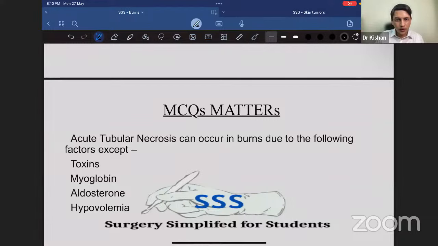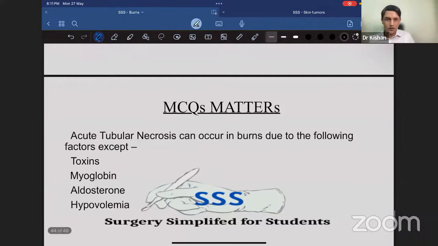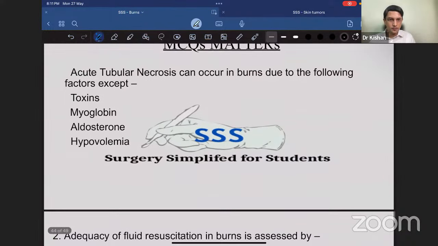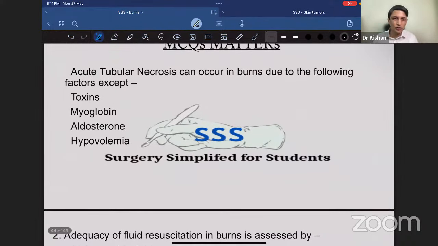Okay. Acute tubular necrosis can occur in burns due to the following factors except: toxins, myoglobin, aldosterone, and hypovolemia. Come on, all of you answer. Answer is aldosterone. Simple one.